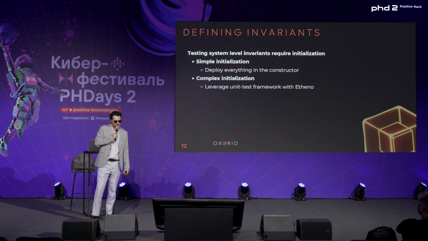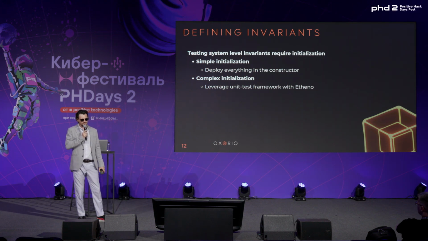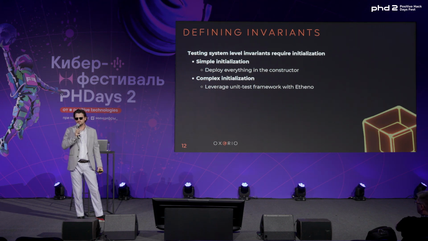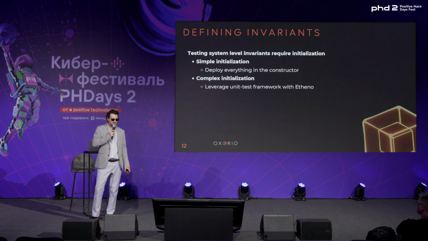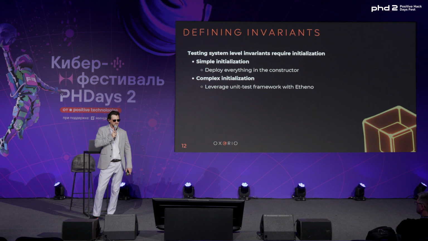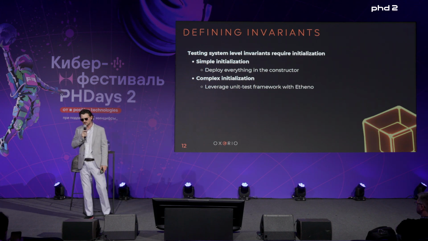Accordingly, when we launch Echidna, we need to initialize our system. We have a contract, a token. So how can we do that? We can deploy it in the constructor of the test, approximately like we do in unit tests. We have a function there that launches the system, and we do this in the constructor.